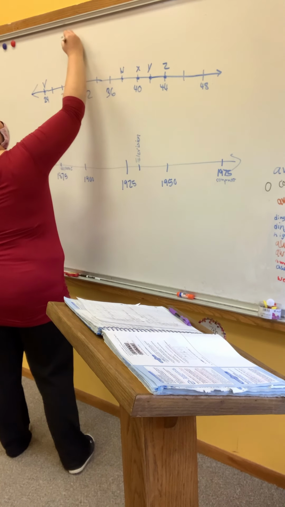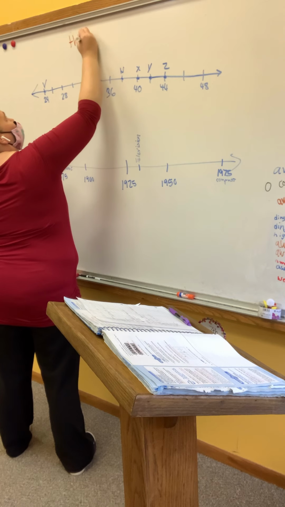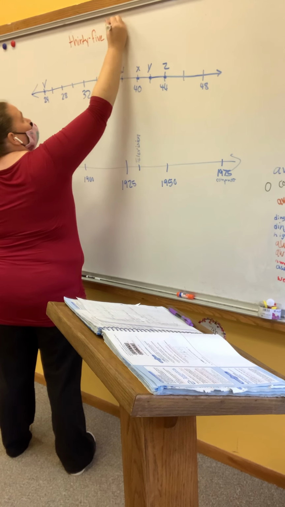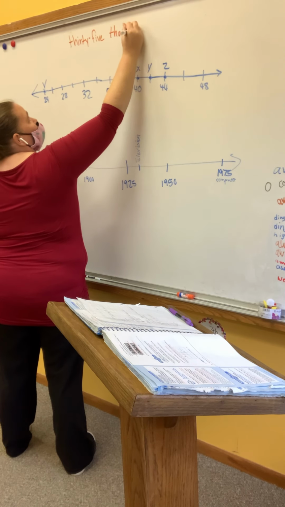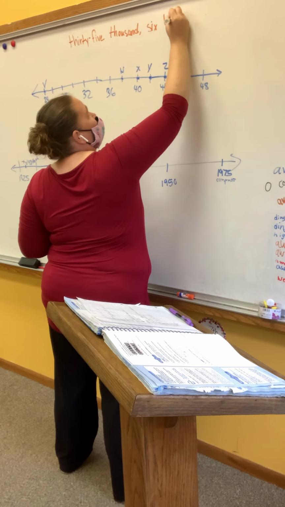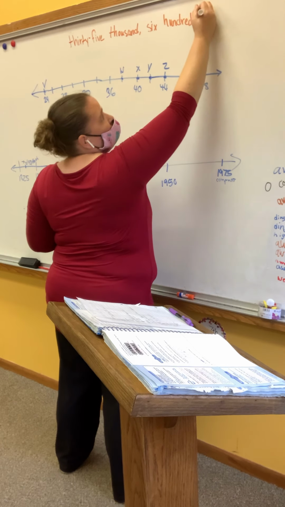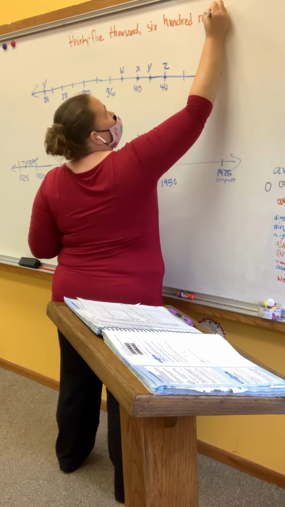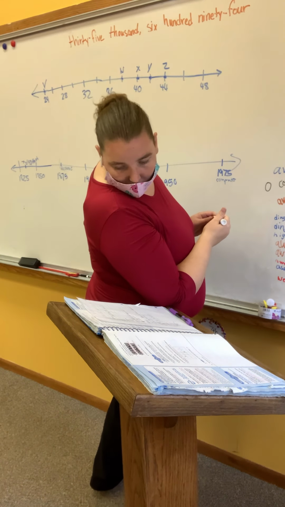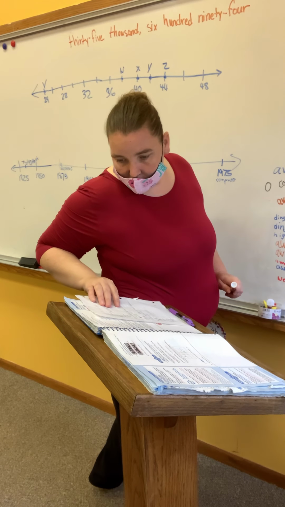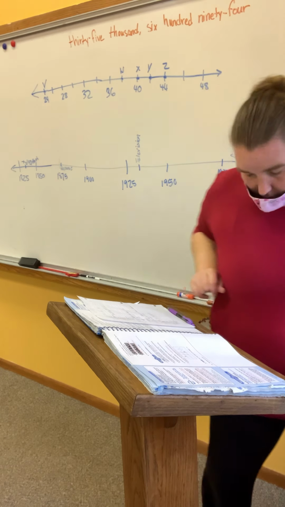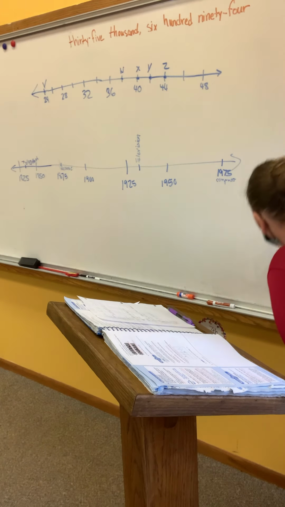It should say 35 with a hyphen, because we hyphenate, 1,000, comma, 600. What was the last two digits? 90 with a hyphen 4. And was it dollars or just... it wasn't dollars? Okay. No dollars. So that's what it should look like.